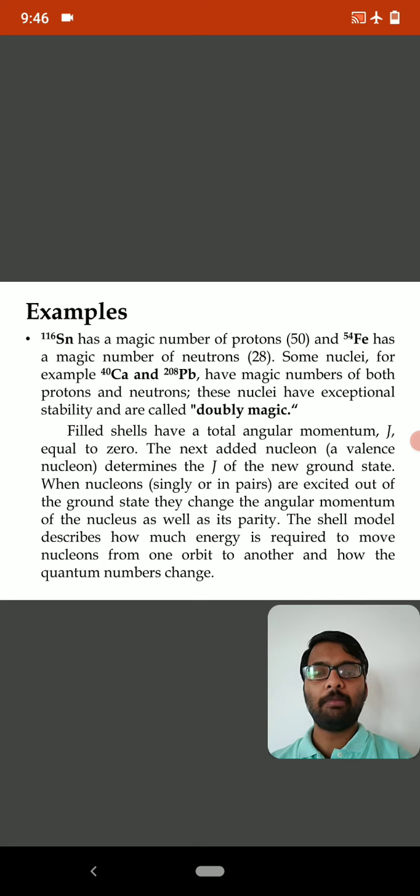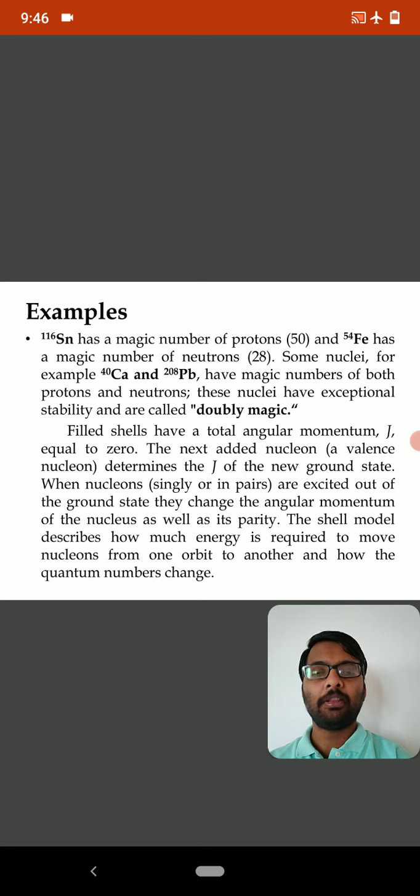So if either the proton number or the neutron number is equal to these numbers, such nuclei are called magic nuclei, and generally they are considered stable nuclei. If both are magic numbers, then it is exceptionally stable and they are called doubly magic nuclei. Then for completely filled shells, the spin or angular momentum is 0. Then if we add one more nucleon, that nucleon is responsible for the spin and parity of the nucleus, which can be determined using this shell model.